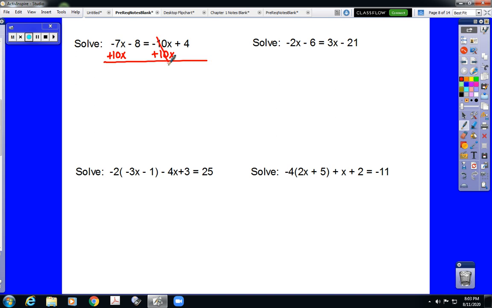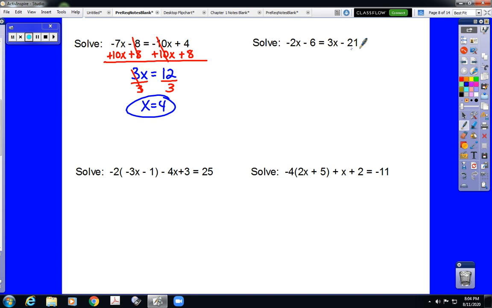Now while we're at it, if we're moving the variable to the left side, we should also move the number to the right side. So we're also going to add 8 to each side at the same time. This results in 3x equals 12. Again, we've got ourselves a one-step equation, so we divide both sides by 3, which gives us our answer, x equals 4. Let's do another one exactly like it.